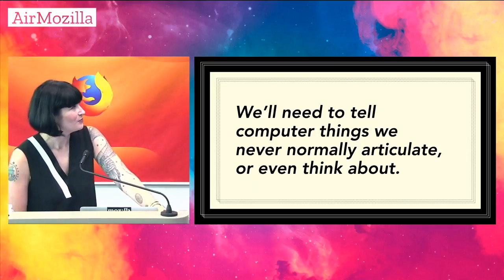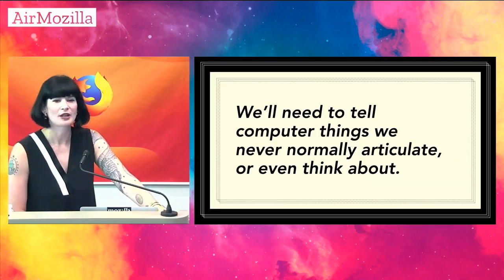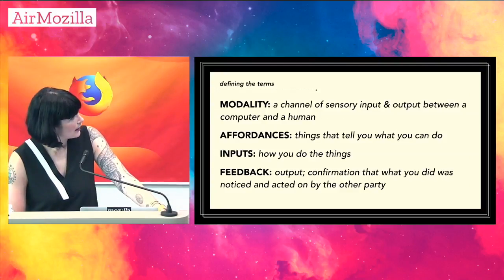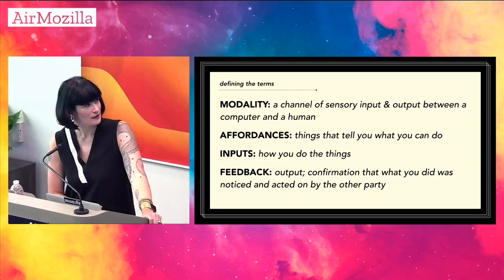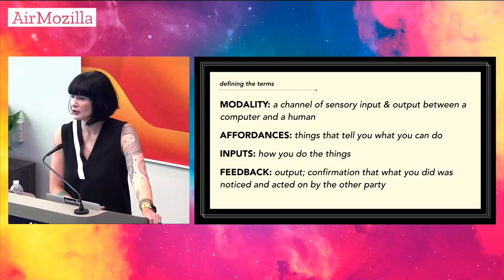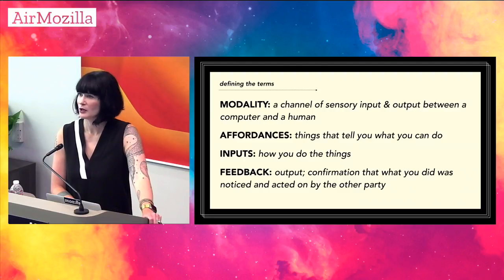Okay, so we need to tell computers things that we never articulate or normally even think about. First, let's talk a little bit about how we talk to computers today. So I'm going to talk about modalities and affordances, inputs and feedback. Modalities is just the way in which you talk to the computer or the computer talks to you. Visual, physical, or audio are the big ones.